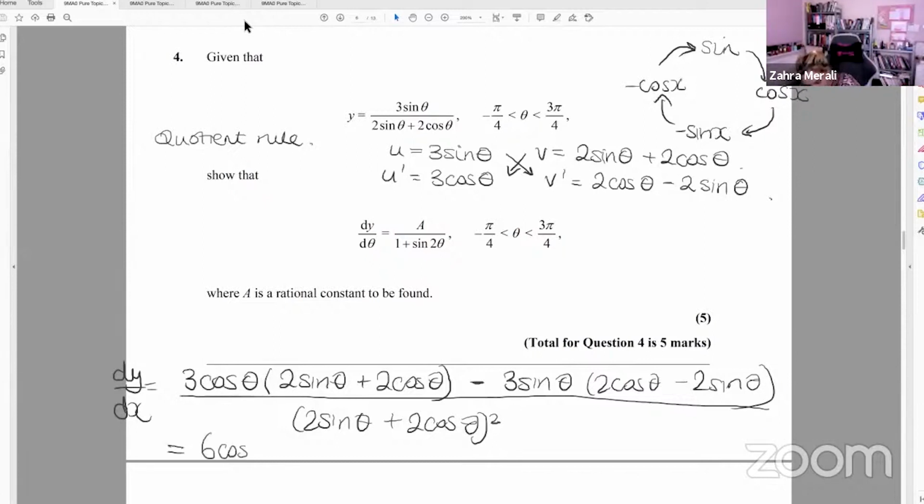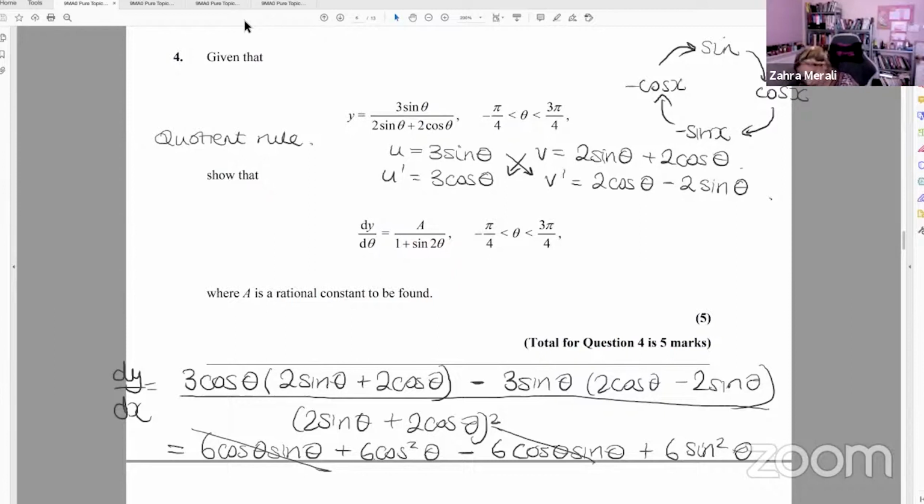6 cos theta sine theta plus 6 cos squared theta minus 6 cos theta sine theta plus 6 sine squared theta. So we get 6 cos theta sine theta minus 6 cos theta sine theta, so these two cancel each other out on the top. And then if we were to take 6 outside the bracket, you'll have cos squared plus sine squared, which will leave you just with 6 on the top.